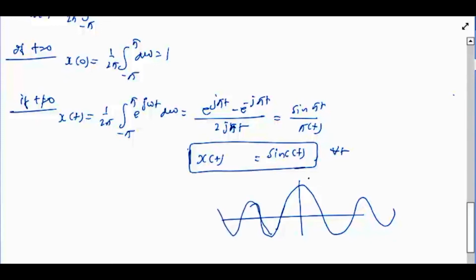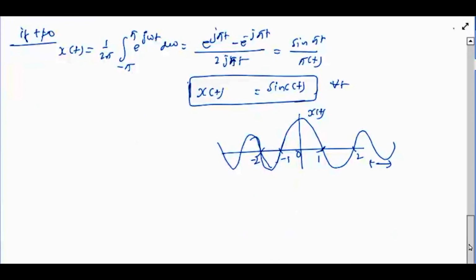Okay, here is the rough sketch of xt, where these points are 1, 2, 0, minus 1, minus 2, etc. Okay. So we see that the Fourier transform of sinc function is a pulse signal. Okay. Now in below we will use the following convention.